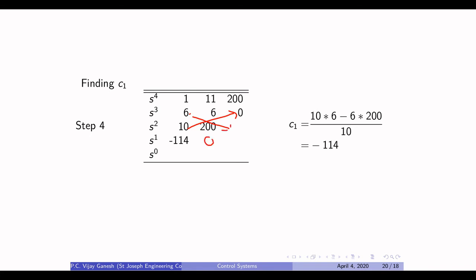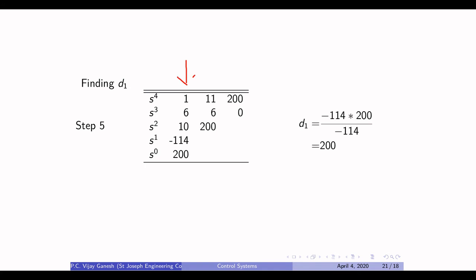Now to fill the S0 row, we follow the same approach, but here we have to take the rows of S square and S1. If we take the rows of S square and S1, we get minus 114 into 200 divided by minus 114. So we'll get the value as 200. So this completes our table.